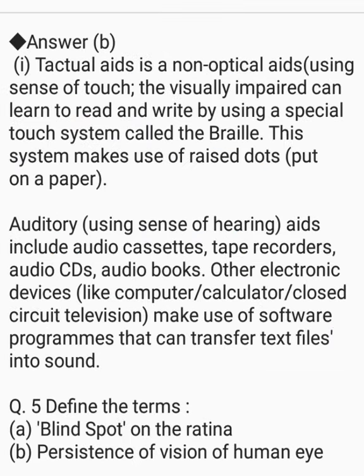Now next question, the difference between tactual aids and auditory aids. Tactual aids are non-optical aids. The visually impaired can learn to read or write by using a special touch system called the Braille. This system makes use of raised dots put on a paper. Now auditory aids, including audio cassettes, tape recorders, audio CDs, audio books, use the sense of hearing.